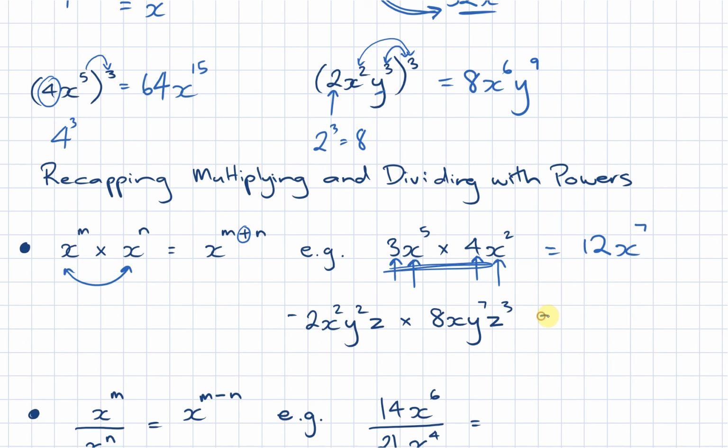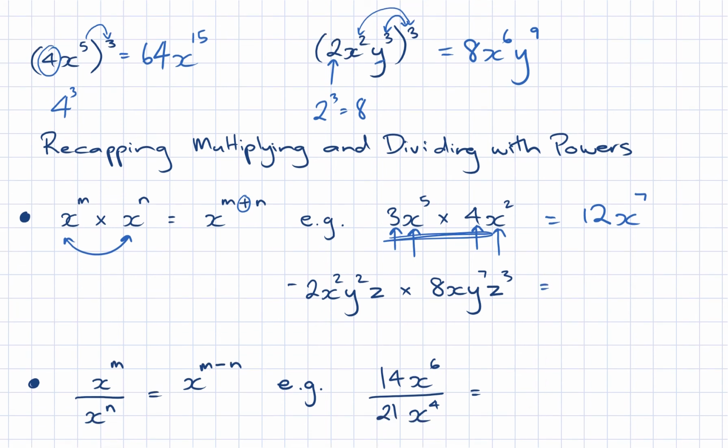Okay, another more complicated example here, but let's just follow the principle. The coefficients I multiply first, so negative 2 times 8 will give me negative 16. And then I'm just finding the bases that are the same. So I've got x squared times x, which will give me x to the power of 3. Notice that single x, there's actually an invisible 1 there. We don't normally put it in, but if I add 2 to 1, I get 3.